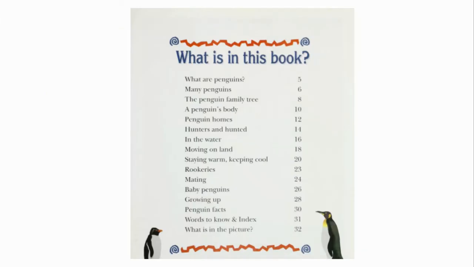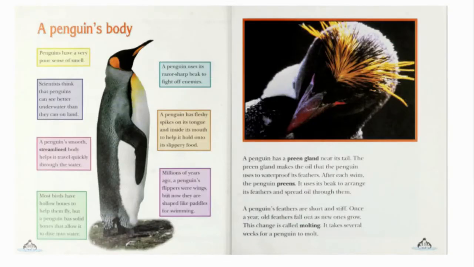So if I go back to my table of contents, what are penguins and many penguins gave me a general understanding. And let's dive a little deeper and find out what's going on with a penguin's body. So we can see this is a great example here on the left-hand side of a diagram. We have a nice picture of a penguin and then little pop-out boxes that give me more information. And you'll notice on the right-hand side, there's a lot of bold-faced words that I could look up in the glossary.